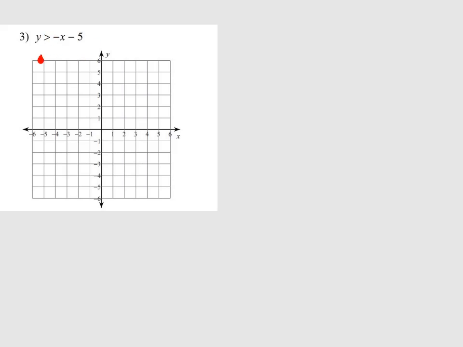I'm just going to change it into a regular equal sign to help me graph it. So over here, I'm going to change it to y equals negative x minus 5, and that's exactly what I'm going to graph. So forget about the inequality for now and just change it into an equation.